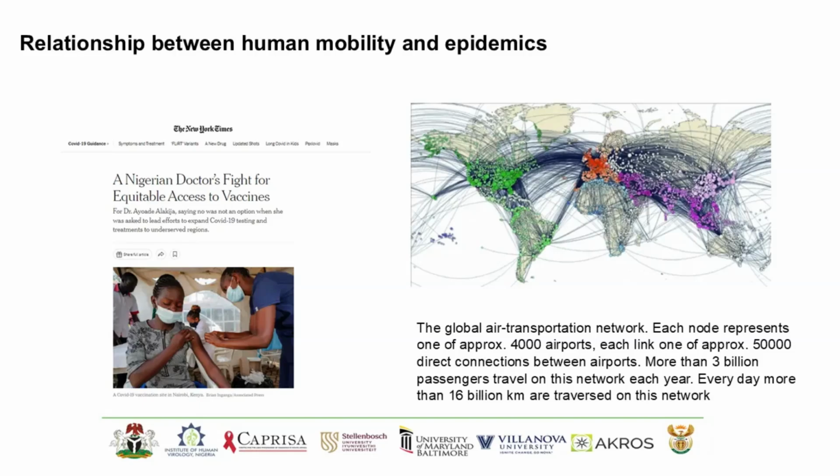On the right, we see a visualization of the global air transportation network. Each node represents an airport, and each link represents a direct connection between airports, about 4,000 airports and 50,000 flight routes worldwide. Every year, over 3 billion passengers travel through this network, covering more than 16 billion kilometers each day. This immense connectivity is what allows diseases to spread rapidly across continents, but it also enables global cooperation, the delivery of medical supplies, and the sharing of resources. So, understanding these mobility patterns is fundamental to epidemic modeling and response planning.